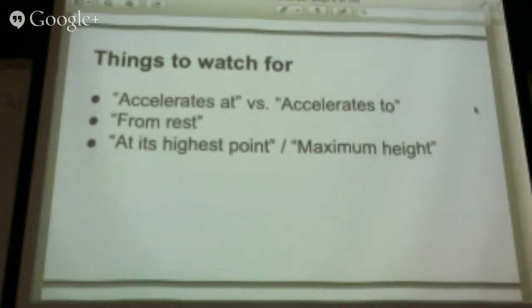Questions about the narratives? Okay, I see a few people taking down some notes on the things to watch for. I'll give you a second to do that. Accelerates at means that's acceleration, right? And then accelerates to velocity, the... Yep, exactly. Any others?